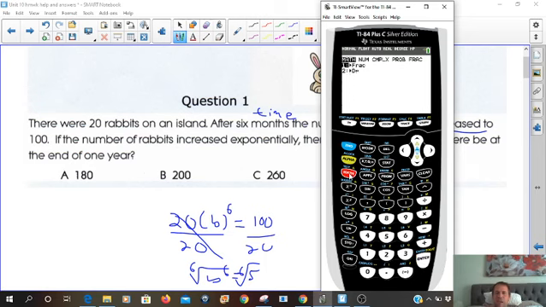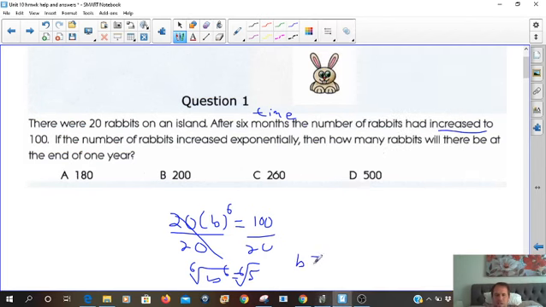So that's actually the math button. And it's right here where it says X. So it's math button, option 5. So you're going to do option 5, then a 6, and then the 5th power, right? 5th power. And that's going to give us a base rate of 1.307. And then they say, how many rabbits will there be at the end of 1 year?